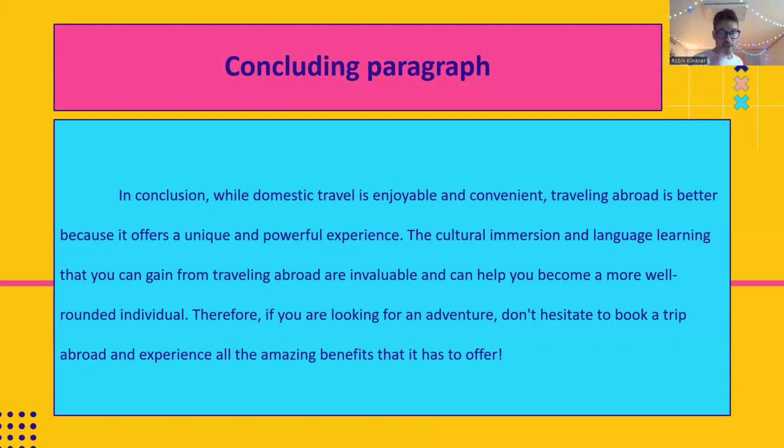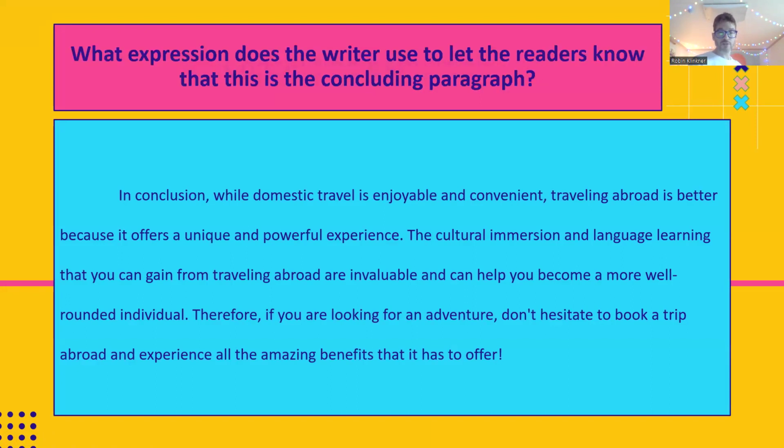So, if you take a look at this paragraph, this is a concluding paragraph. What expression does the writer use right away at the beginning of the concluding paragraph to let the reader know that this is the concluding paragraph? In conclusion. So adding in conclusion, adding a transition or connector at the beginning of your concluding paragraph is also a very good idea. It lets the reader know that this is the concluding paragraph.